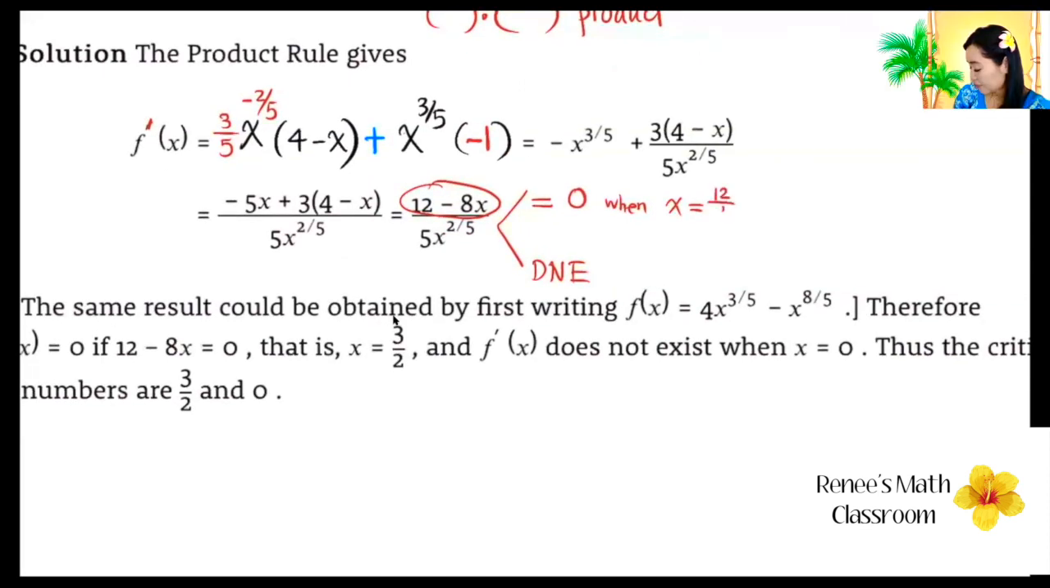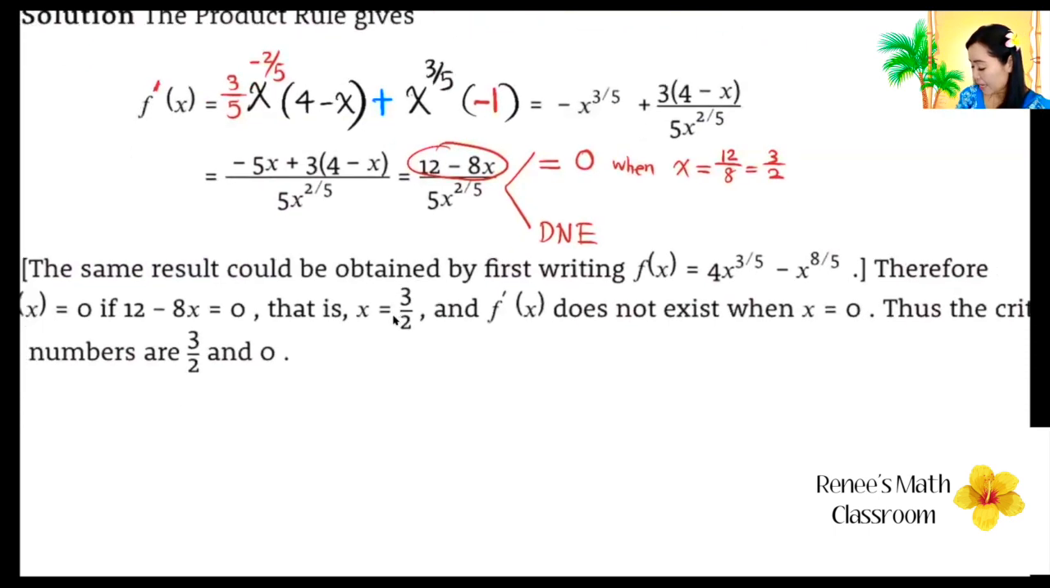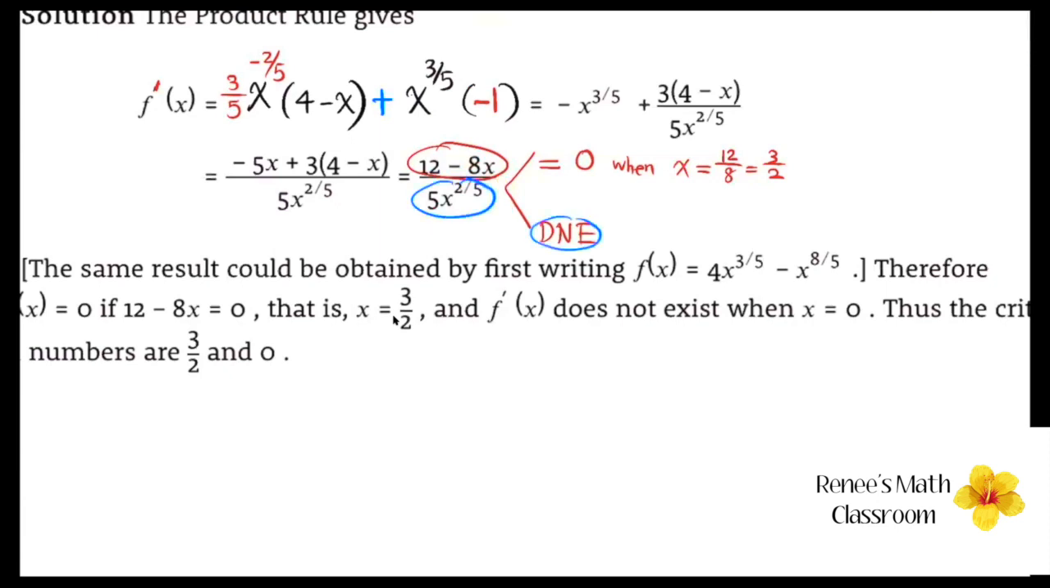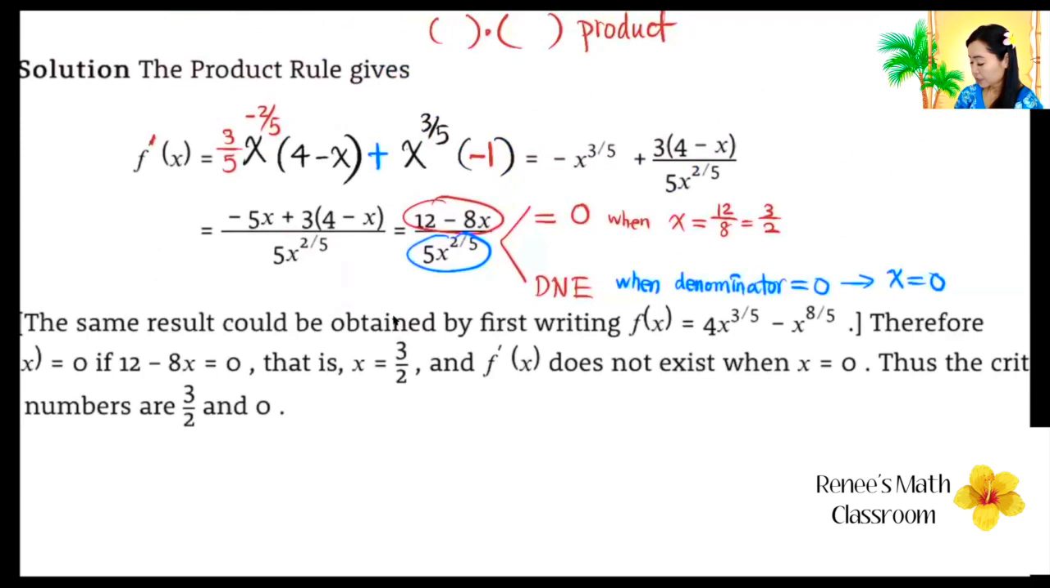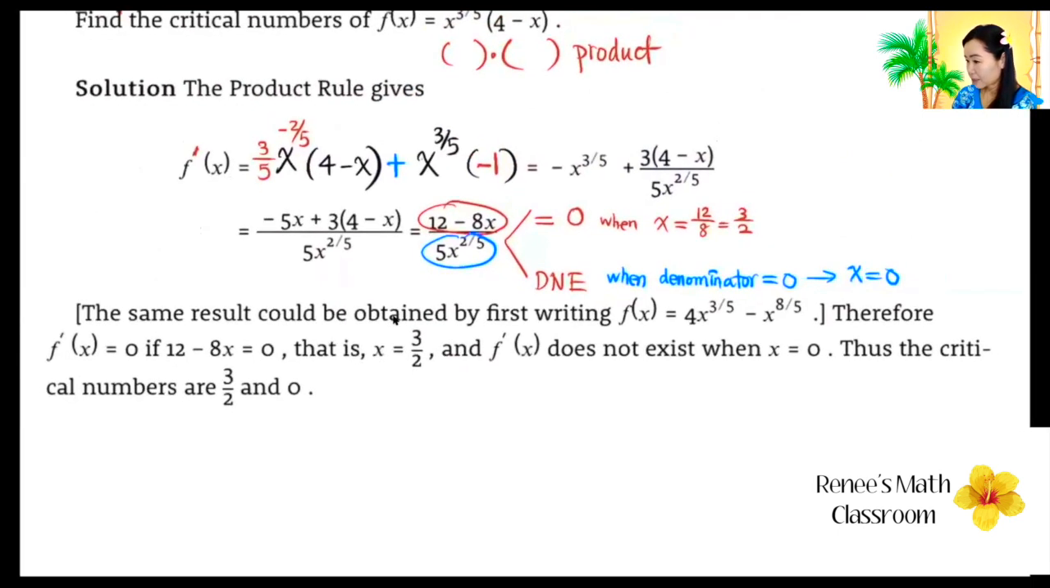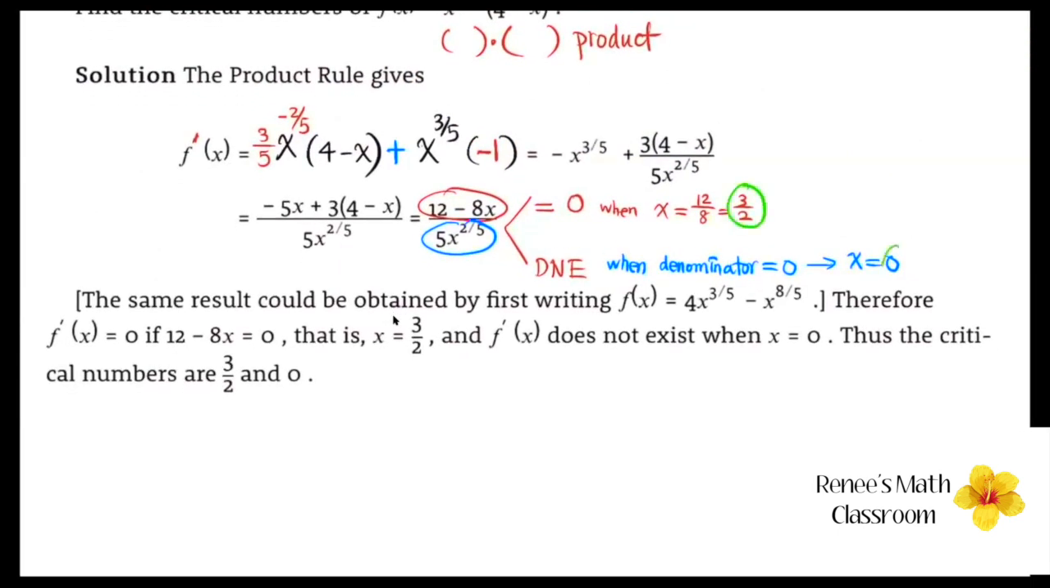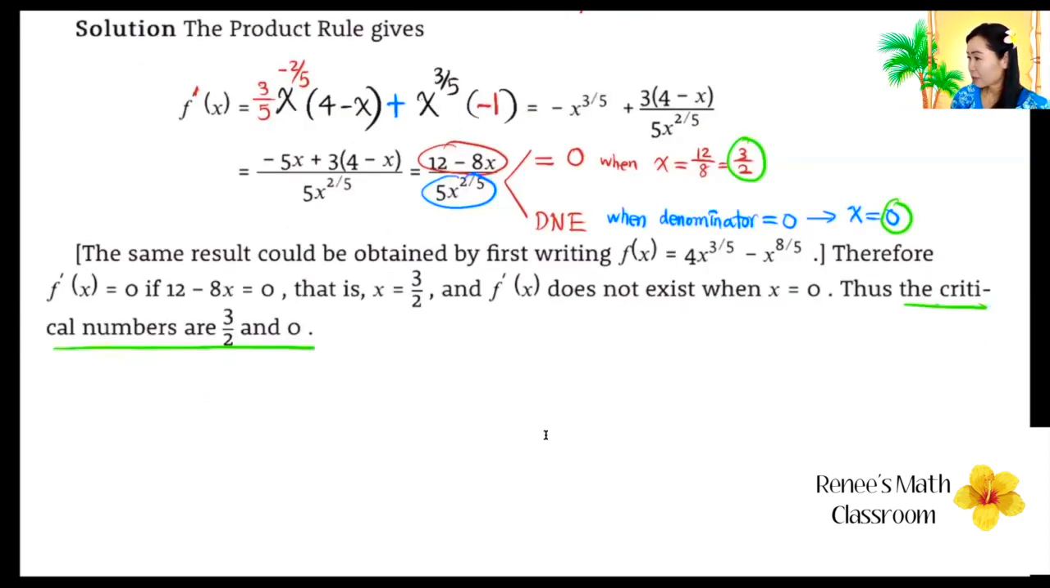Yes, which is 3/2. Good. And when will this be undefined? This will be undefined when the denominator equals 0, right? When will this denominator equal 0? When x is 0. You got it. Now, since the domain is all real numbers, these two numbers are in the domain, so they are the critical numbers. Got it? So you see how you find critical numbers?